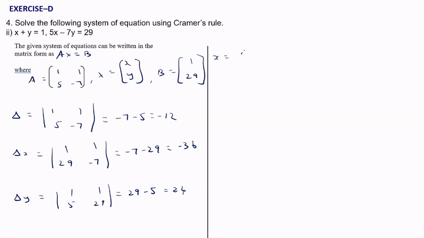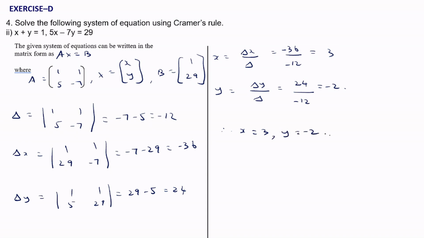So we have x as delta x by delta, equal to minus 36 by minus 12, so it is plus 3. Then y is delta y by delta, which is 24 by minus 12. This is minus 2. Therefore, x is equal to 3 and y equal to minus 2.